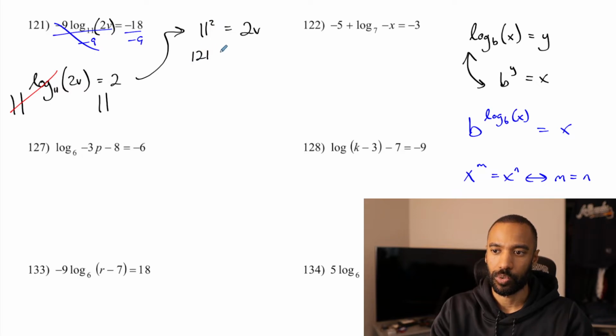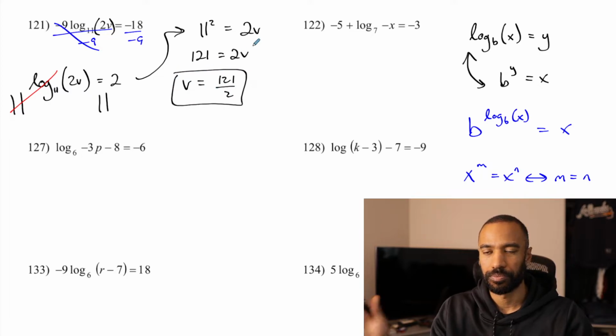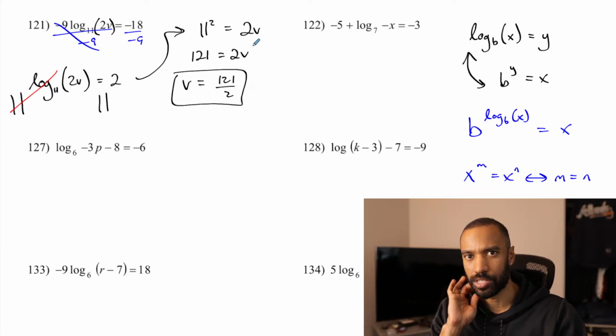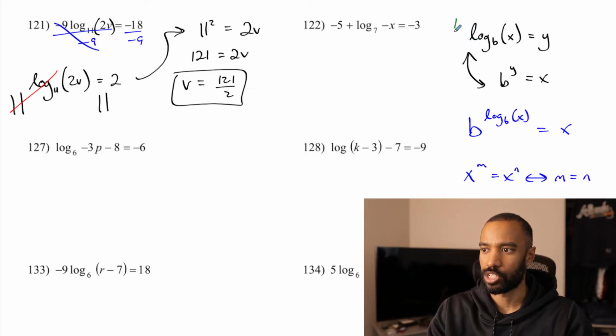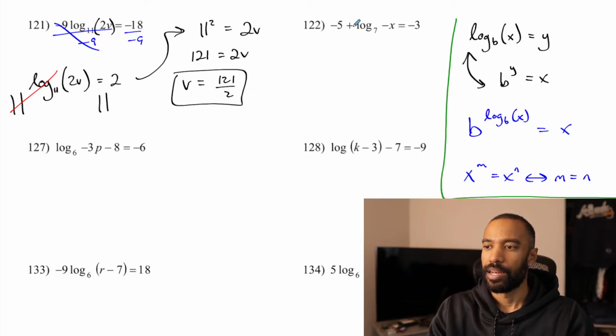11 squared is 121. And then you divide both sides by 2, and you get v equals 121 all over 2. 60 and a half, 60.5. All right, so a lot of these will have that same stuff going for them. So let's check out even more.